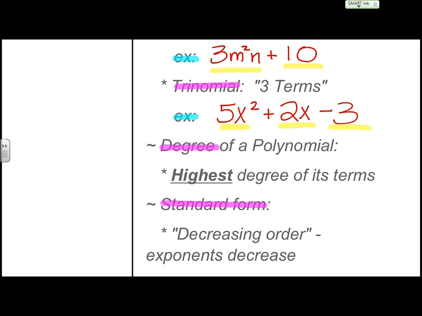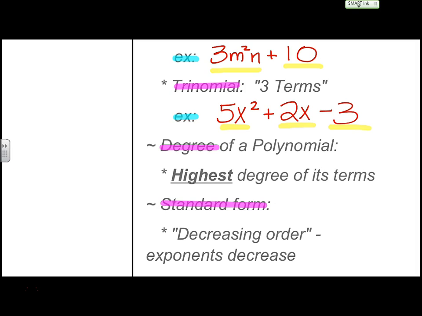Now, some of you are like, well, hold on, is there a special name for 4? Actually, no. Once we go to 4 or 5 or 6 terms, we can count them, but we just say polynomial. We only have special names for monomial 1, binomial 2, trinomial 3, and then the rest we just use polynomial. To find the degree of a polynomial, the answer is the highest degree of its individual terms.